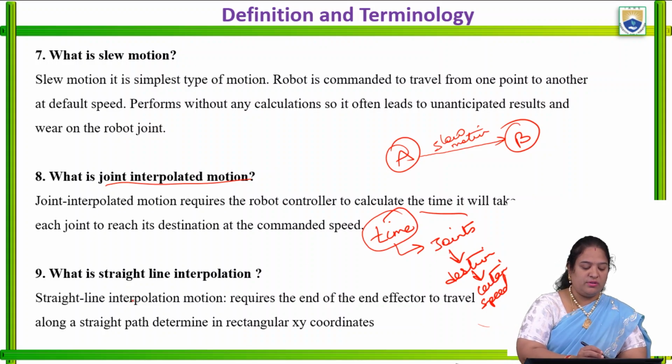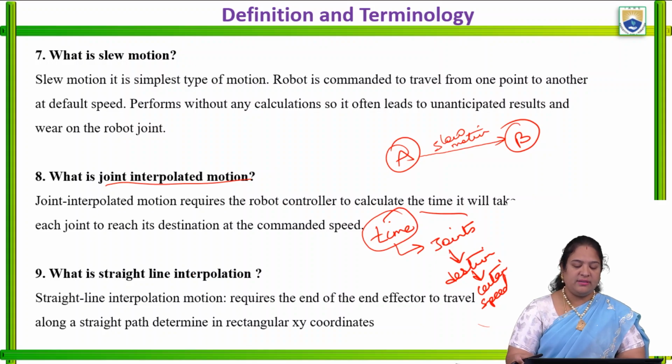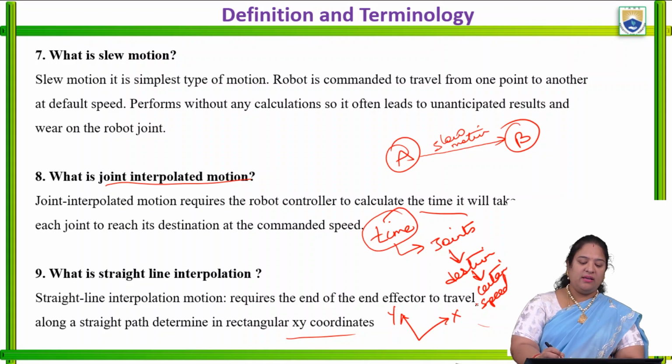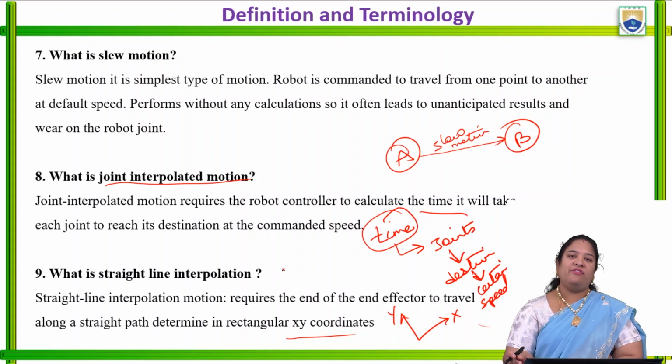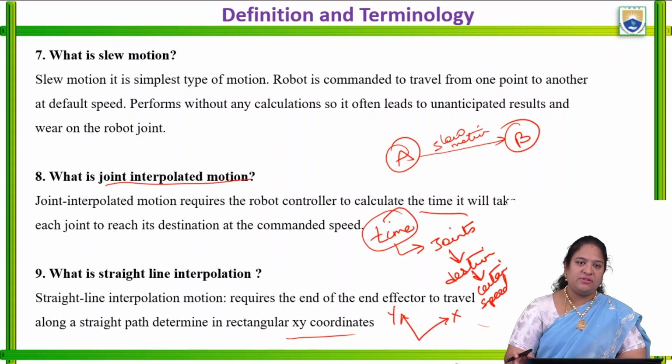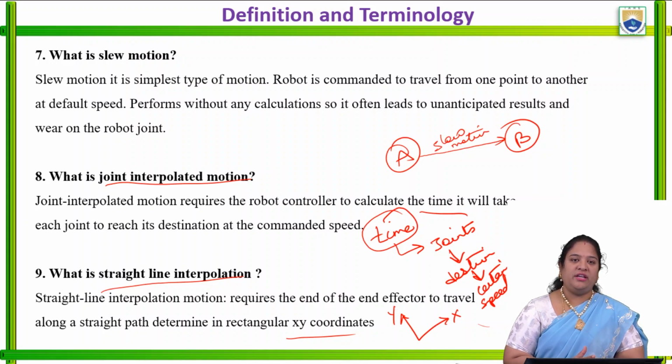Next, moving on to the next step. What is straight line interpolation? What do we mean by the term straight line interpolation? Generally, straight line interpolation is considered for x and y coordinates. When we have x and y coordinates, this interpolation motion requires the end effector to travel along a straight path. Clear? When a robot's end effector is moving in a straight path, following the x and y coordinates, it is determined as straight line interpolation.